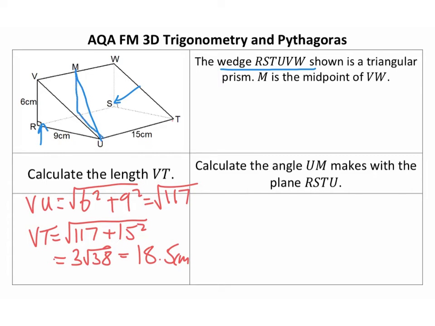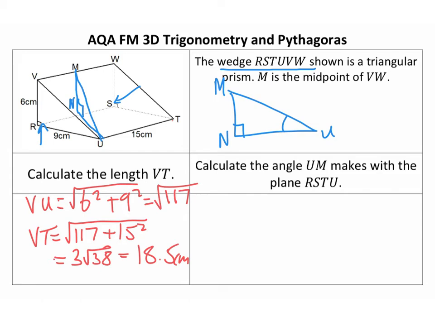Now, I'm going to redraw that. Down here, we've got this point here, that's M. I'll call this N or something, which is this point down the bottom here, N. And we've got U here. Now, we've got to find that angle. The plane RSTU is the base.